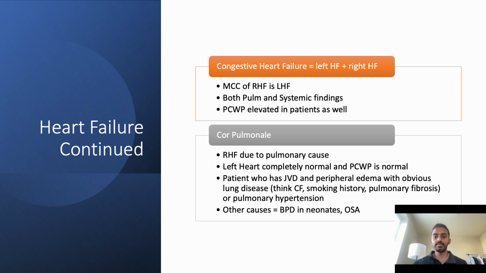And other atypical presentations are bronchopulmonary dysplasia in neonates and obstructive sleep apnea. The demographic for obstructive sleep apnea is overweight man in middle age, waking up in the middle of the night and sleepy throughout the day.